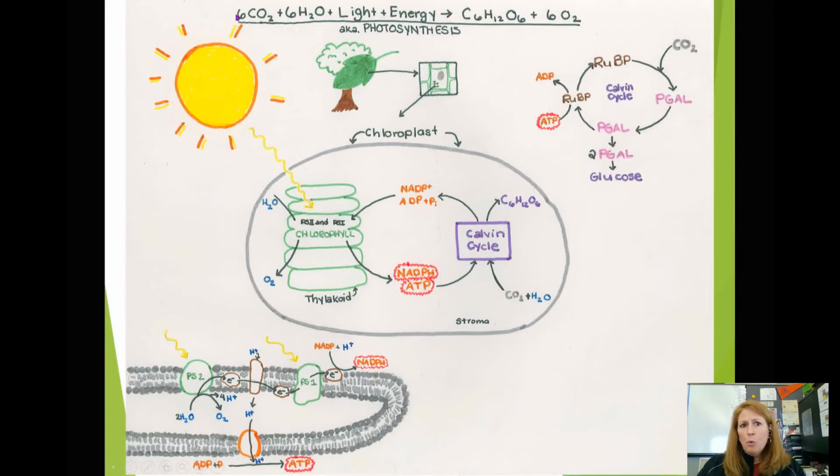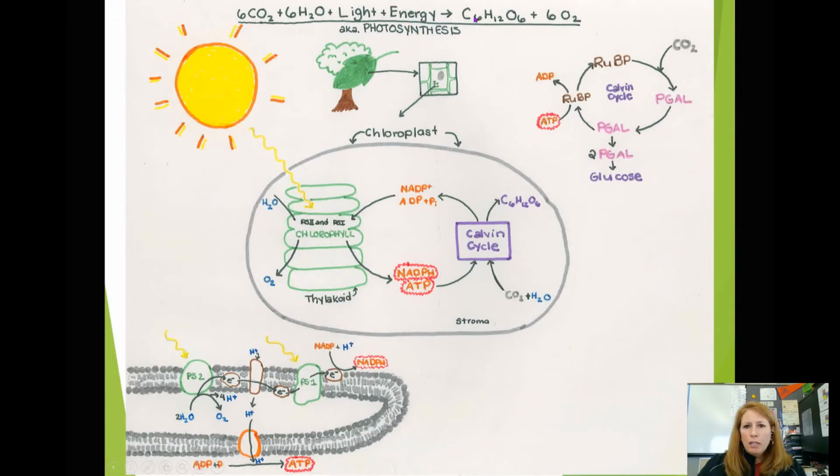The first thing I want to point out is the equation at the top. You do need to know the equation. You need to know the reactants and what it produces. There are different ways that you can write this, and I do want to point out a couple. You'll always see the reactants carbon dioxide and water, 6 molecules of each. And then it might go just the arrow and then show the product. They might write light and energy above and below the arrow, or they can include it as the reactants.